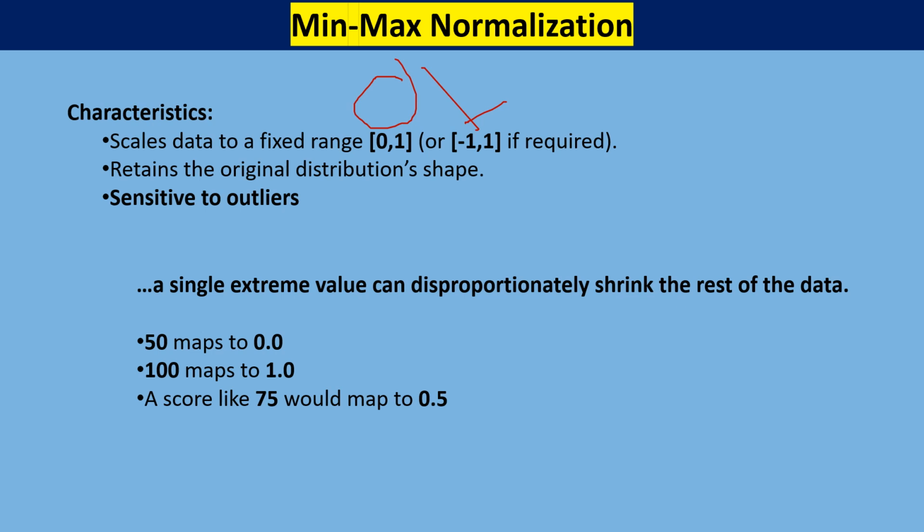For example, imagine test scores range from 50 to 100. After min-max normalization, 50 maps to 0 and 100, the maximum, maps to 1. A score like 75 would be mapped to 0.5. This allows the machine learning model to process the values efficiently.